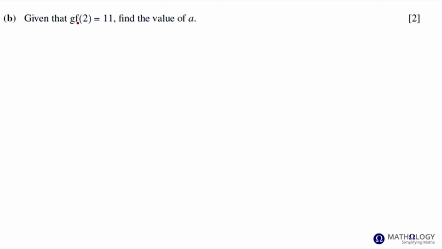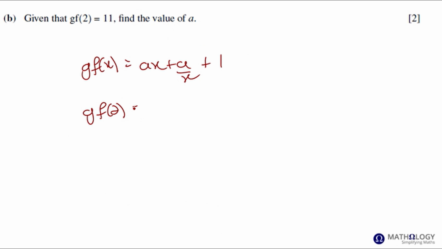Given that gf of 2 is 11, find the value of a. So gf of x is ax plus a over x plus 1. And we're told that gf of 2 is 11. So gf of 2 will be, substituting 2 for x, 2a plus a over 2 plus 1. And gf of 2 is 11. So 11 equals 2a plus a over 2 plus 1.